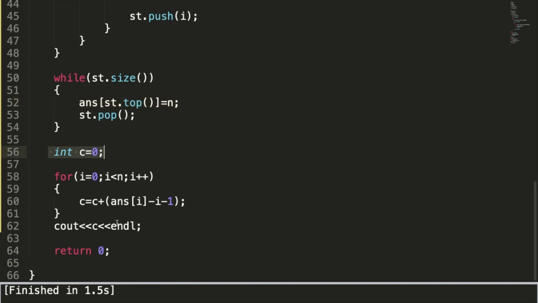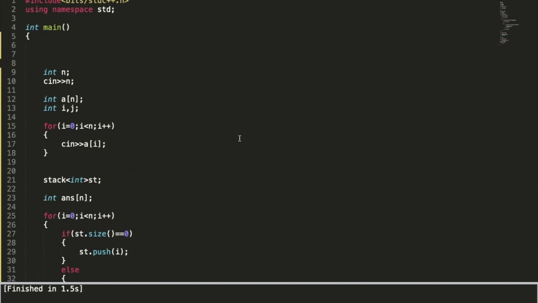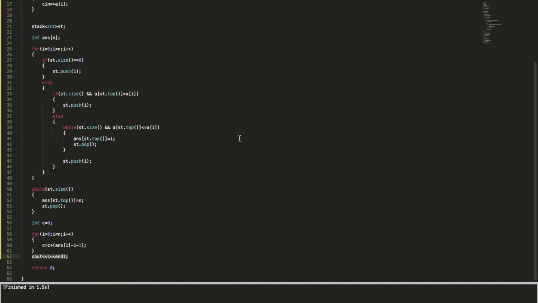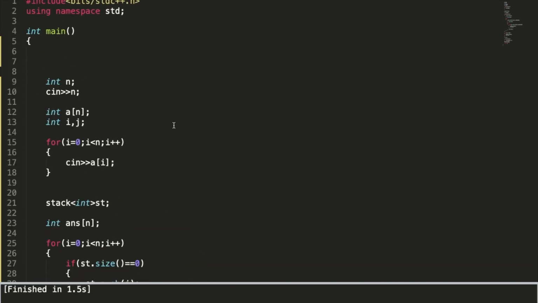Now how do we calculate the count? I have already told you. For i we have the index answer as i, the next greater element, and it is equal to answer of i minus i. So we are going to find the answer, right? You can have a look at it once. This was the code. There was a little variation for the next smaller integer.